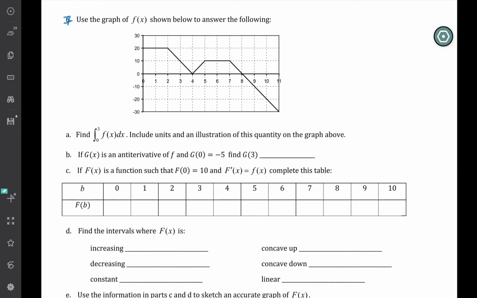Hi everyone, I've got another example here. It's got several things in it, but I would say the big thing is sketching antiderivatives and using the first fundamental theorem to be a little more accurate. So this one is fantastic practice.